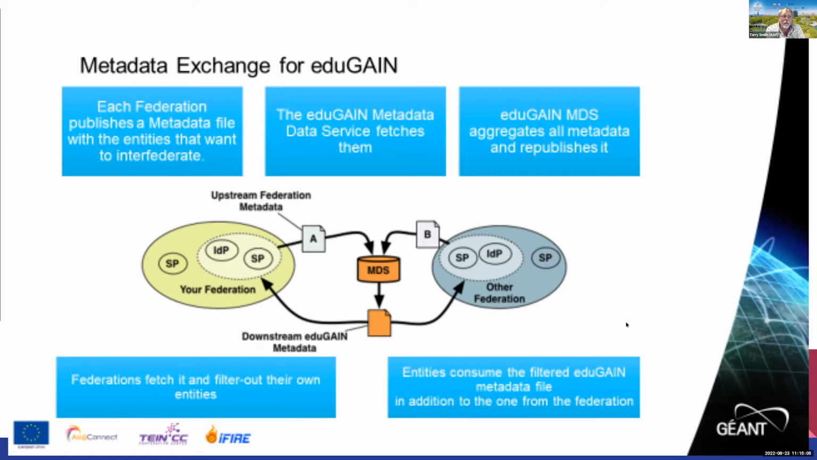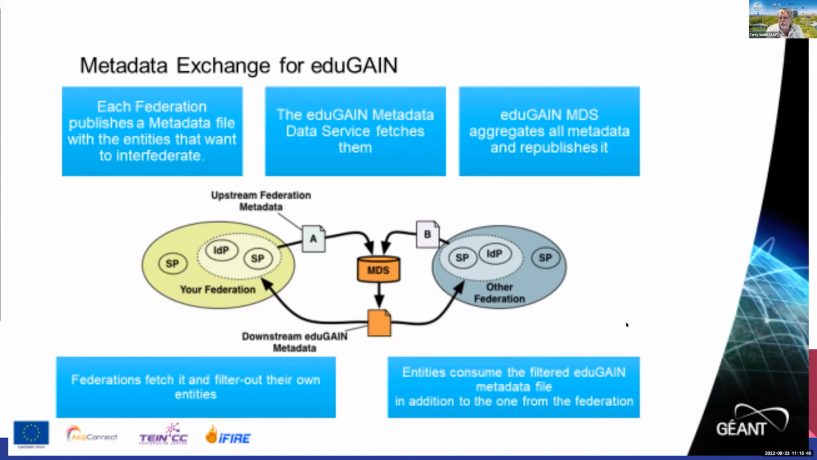Federations then grab that metadata, filter out their own entities, and in some cases filter out other entities that they're not interested in. And in the AAF, we filter out everything except those that are tagged as research and scholarship services, and those that have been identified by our community as valuable services to provide from Aggregating. And again, that's to ensure at least the highest level of possibility that a user will successfully authenticate.